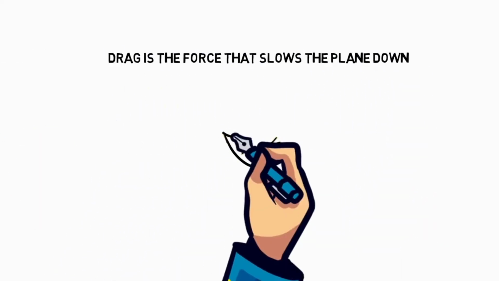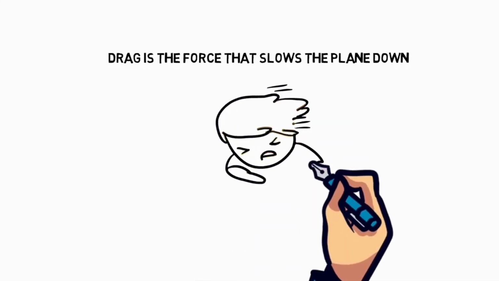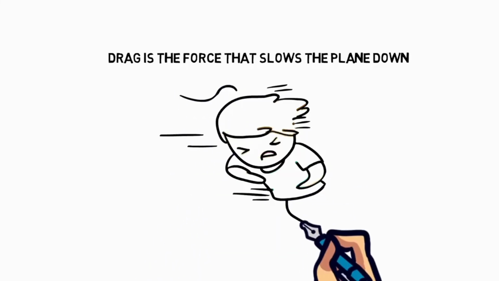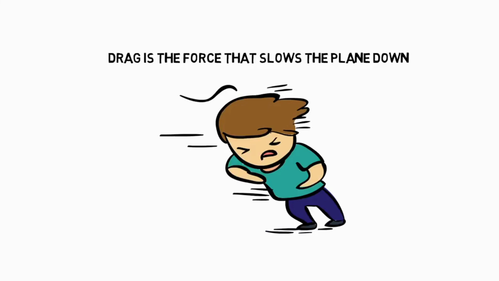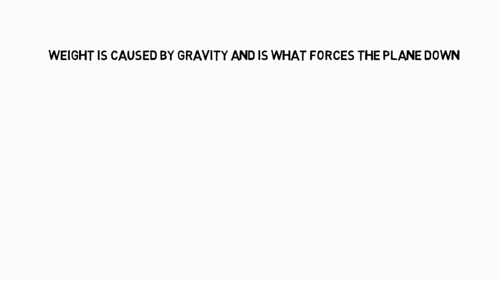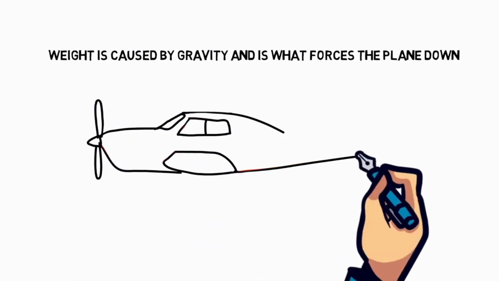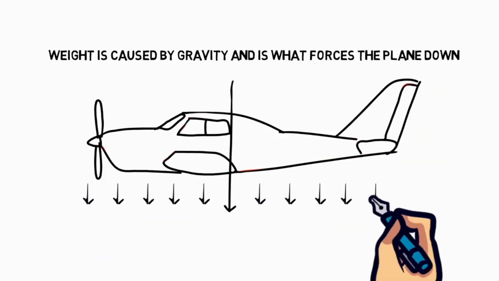Drag is the force that slows the plane down. You've probably experienced drag when you had to walk against a strong wind or have gone skiing down a hill. For a plane to stay in flight, it must have stronger lift than drag. Similar to how the wings help with increasing lift, the shape of the wings will also help with decreasing drag. Weight is caused by gravity and is what forces the plane down. The plane is designed the way it is to distribute the weight evenly throughout, rather than concentrated in specific areas.